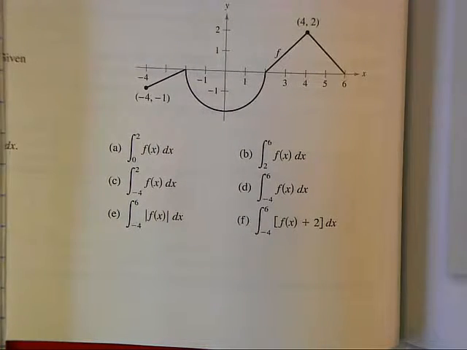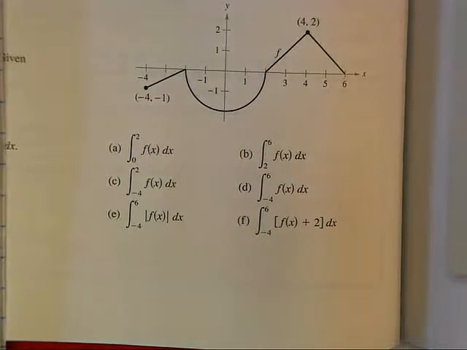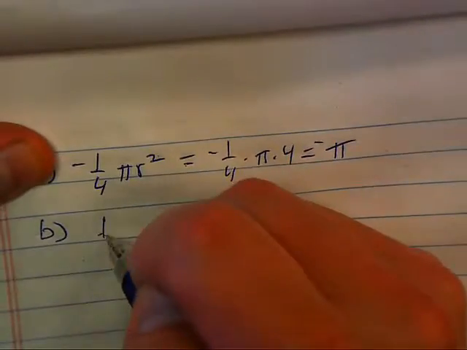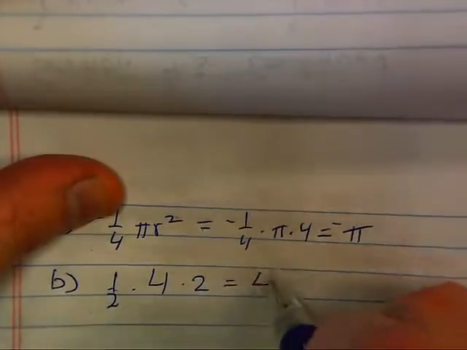B, the integral from 2 to 6. How are you going to find the integral from 2 to 6? That's a triangle. So it's going to be 1/2 times the base times the height. So it's 1/2 times the base. What's the base? 4. The height is 2. So that's 4.